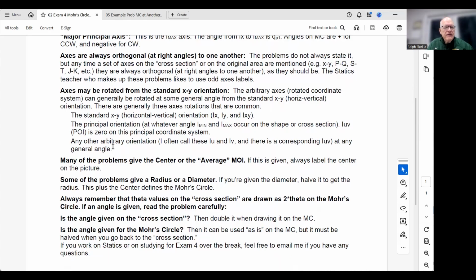We might call that the major and minor axes, but all of those are basically the max and the min. And then finally, the set of axes can be at any other arbitrary orientation. I often call those I, U, and V. And of course, there's a corresponding product of inertia, IUV, at a general angle.